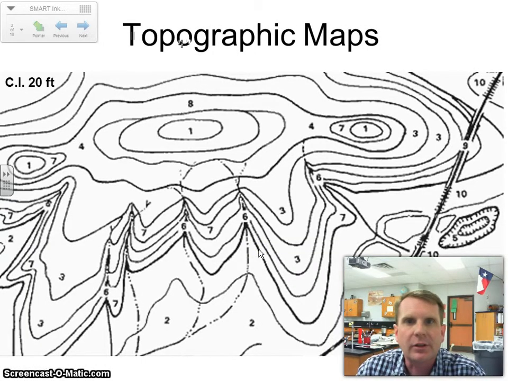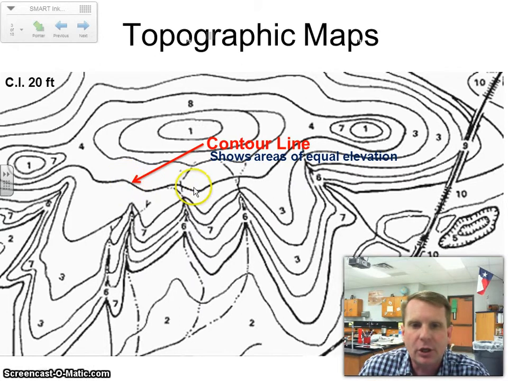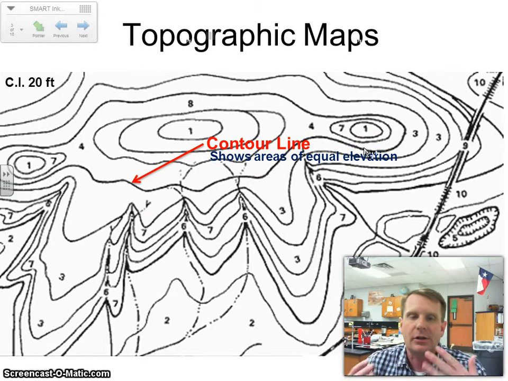So this here is a topographic map. You see all these lines here. These are what we call contour lines. And these lines are going to show us areas of equal elevation. So we see right here, everything on this line right here is going to be an area at the same height or elevation above sea level.